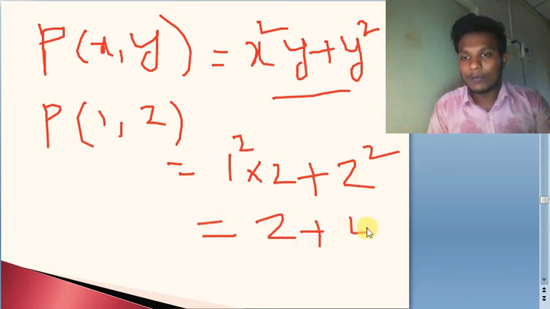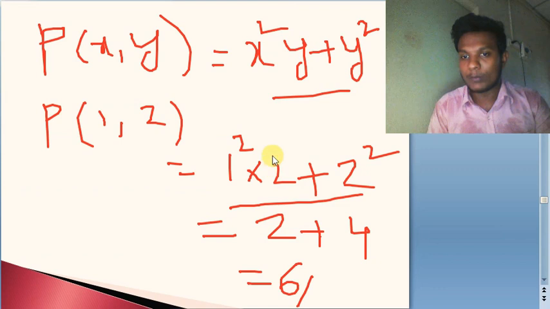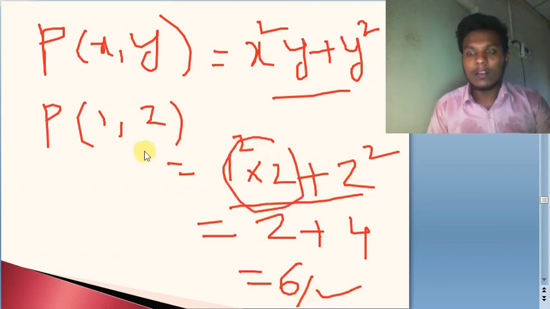It will be 4. What is 2 plus 4? It will be 6. So remember, don't make any mistakes in this particular operation. We are using BODMAS, multiplication followed by addition. So that is going to be 6. Even if there are 3 variables or 4 variables, the story remains the same. So this is going to be a simple thing.